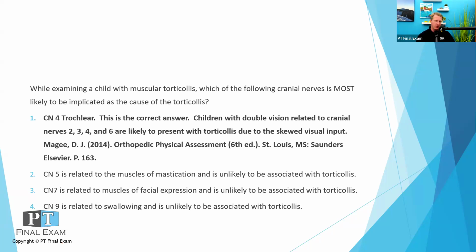So that was a tricky one. Definitely wanted to make sure to mention that one, just because that's an example of the depth of content you've got to know on testing. You've got to know not just what the cranial nerves do, but what would happen if something went wrong with the cranial nerves.